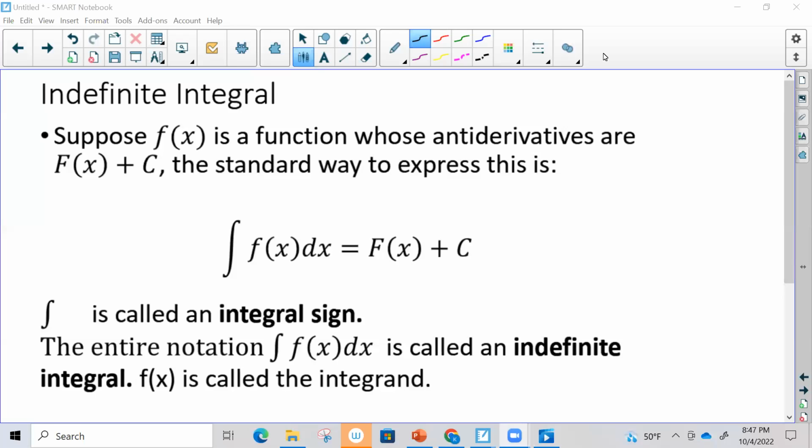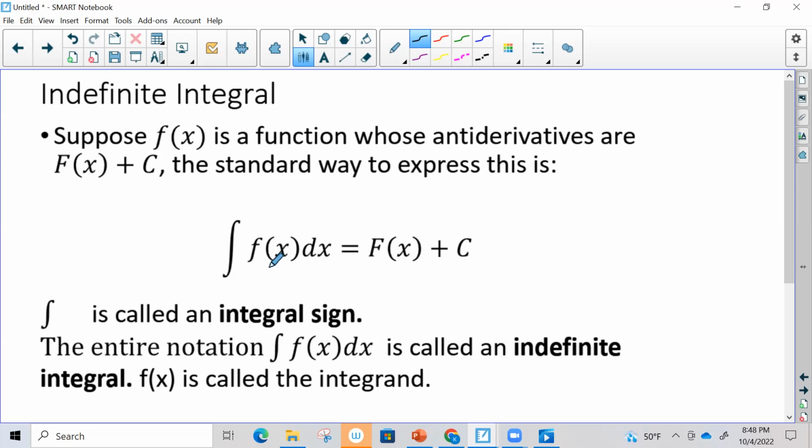In the last video, we talked about the antiderivative, and now we're going to introduce some notation and a different term for it. So if we have our lowercase f of x is a function whose antiderivatives are capital F of x plus c, the usual way to express this is using what's called an indefinite integral. This symbol here is called the integral symbol. It's like a stretched out S.